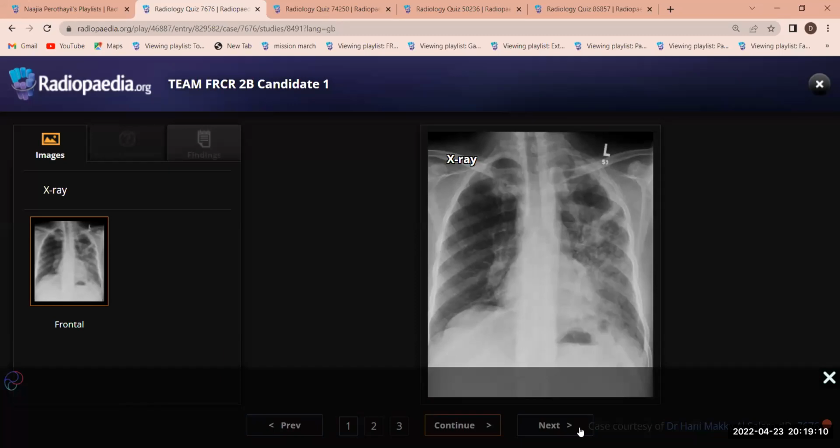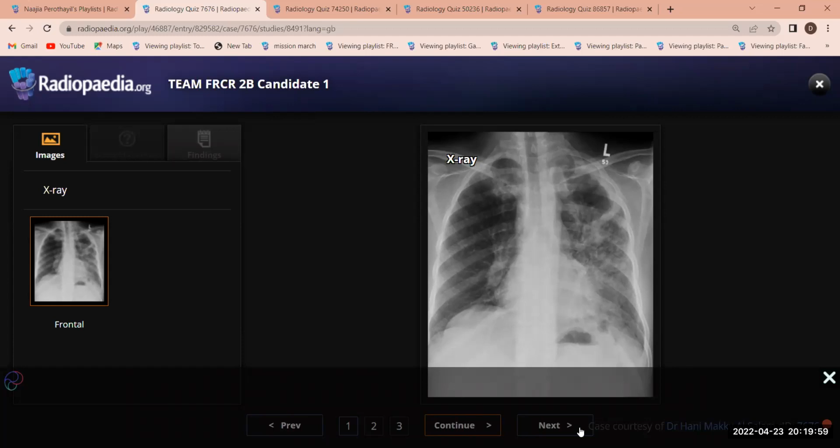So there are areas of airspace opacification in the left lung involving the mid and lower zones as well as the upper zone. The left heart border appears to be indistinct. I don't see any evidence of a pleural effusion. There is pleural thickening seen along the left upper hemithorax, or I think it could be a large cavitating lesion in the left upper hemithorax. Would you want to rephrase it? Hemithorax means left lung, sorry. Left lung, okay.